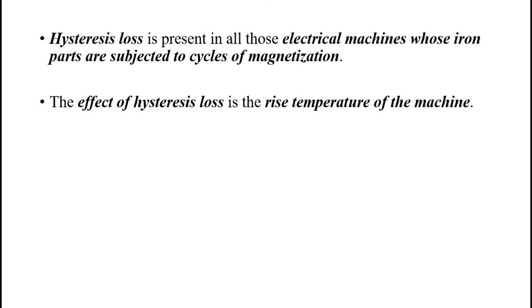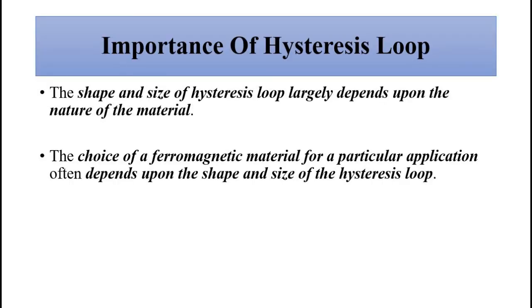So there are various applications of this hysteresis curve or loop. The shape and size of the hysteresis loop largely depends on the nature of the ferromagnetic material, and it depends on various other characteristics such as important properties such as susceptibility, then permeability, flux density, and the choice of a particular ferromagnetic material for a particular application in electrical machines. It depends on the shape and size of the hysteresis loop.